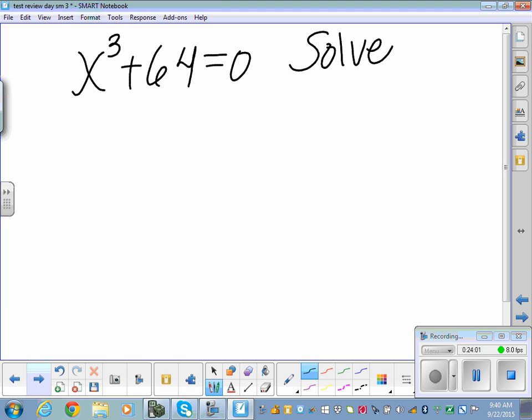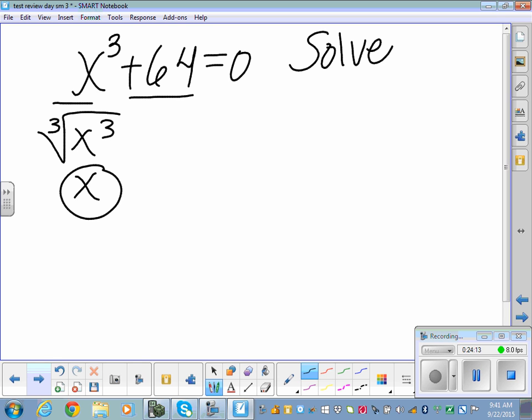Okay, looking at this one, how do we solve it? Can we just subtract 64 and then take the cube root of both sides? No, this is the sum of 2 perfect cubes. So we have to find our front term. Take the cube root of x cubed, and you get x. That's our front term. Take the cube root of 64, and our back term is 4. And then we go through our little thing to factor it.